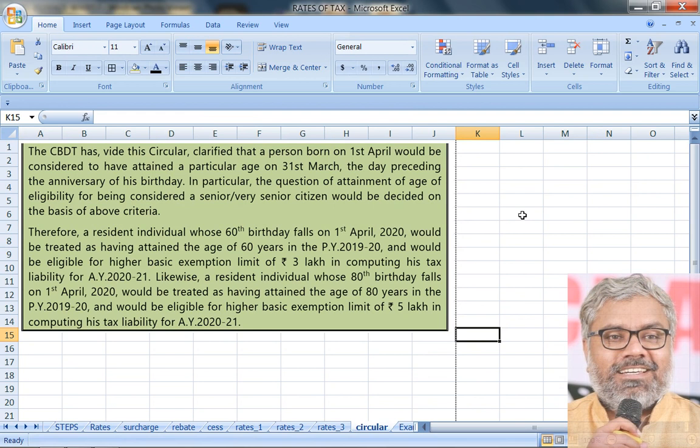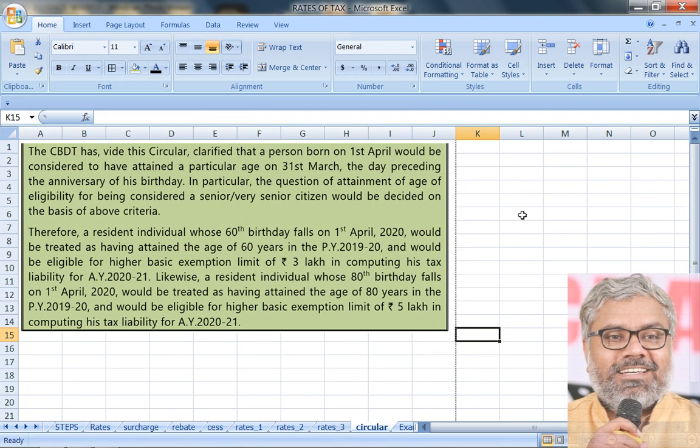Because that one day is making him a senior citizen in the next year. So in order to give benefit to them, rather than going to next year becoming a senior citizen, he can be called a senior citizen or super senior citizen. So his birthday is deemed to be 31st March instead of 1st April. Simple.